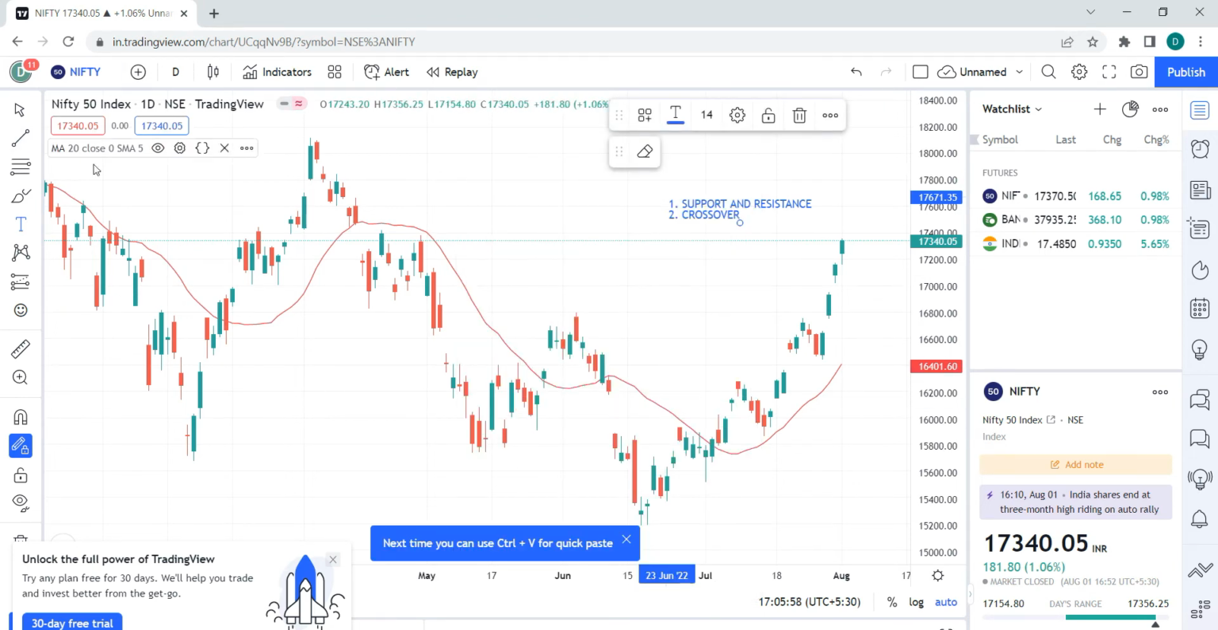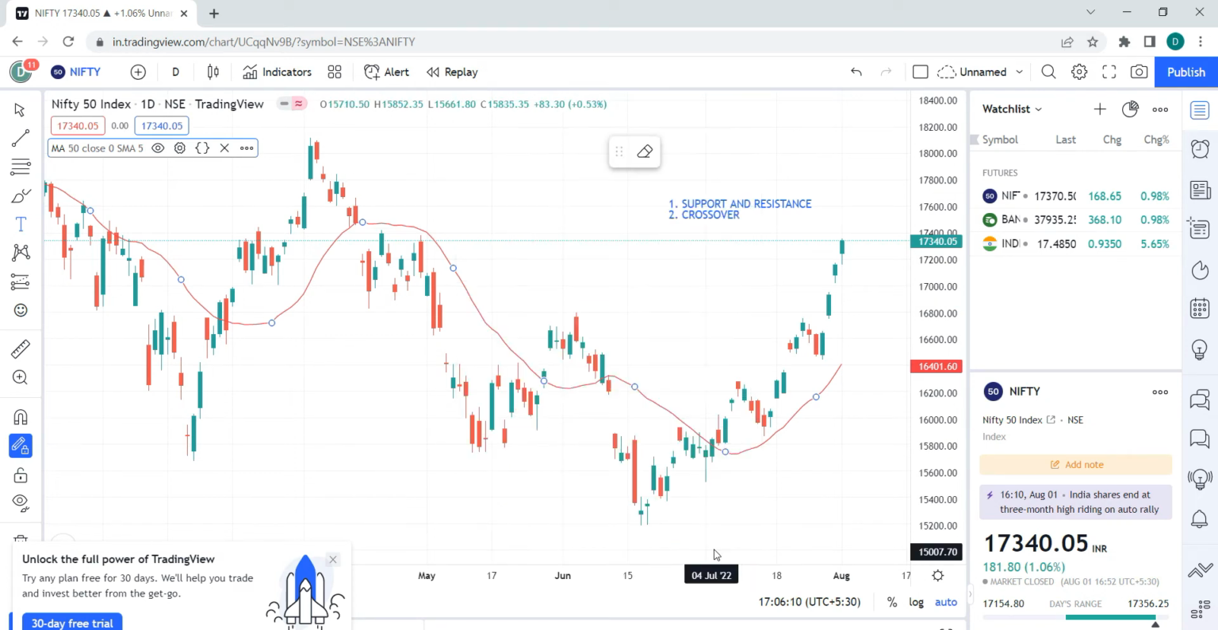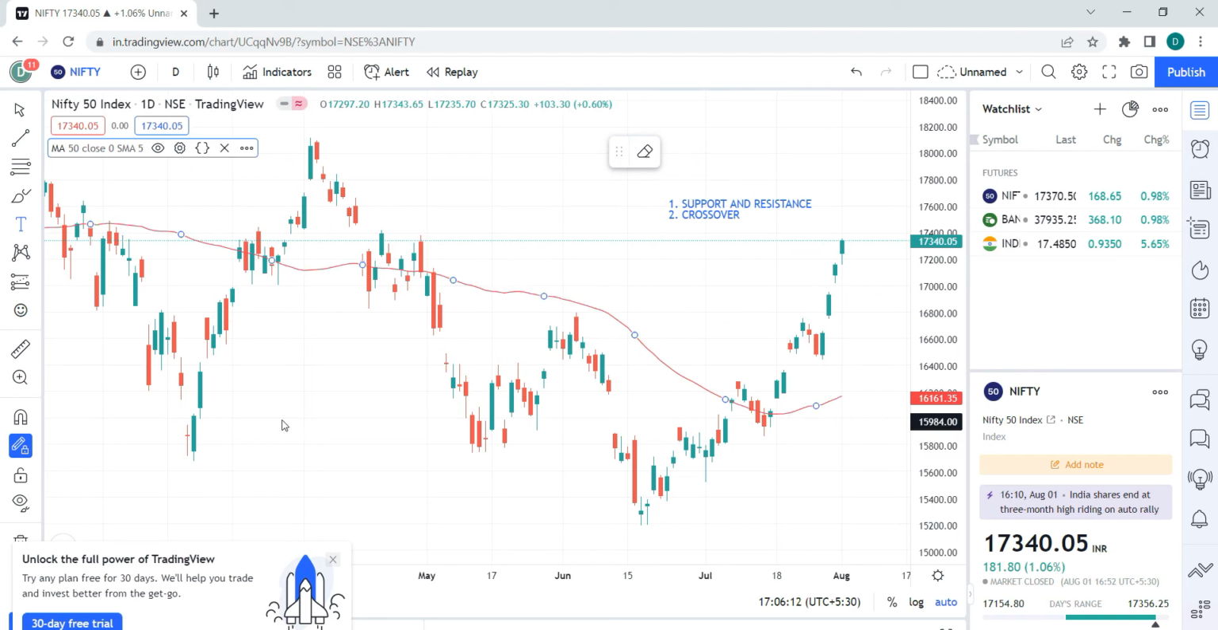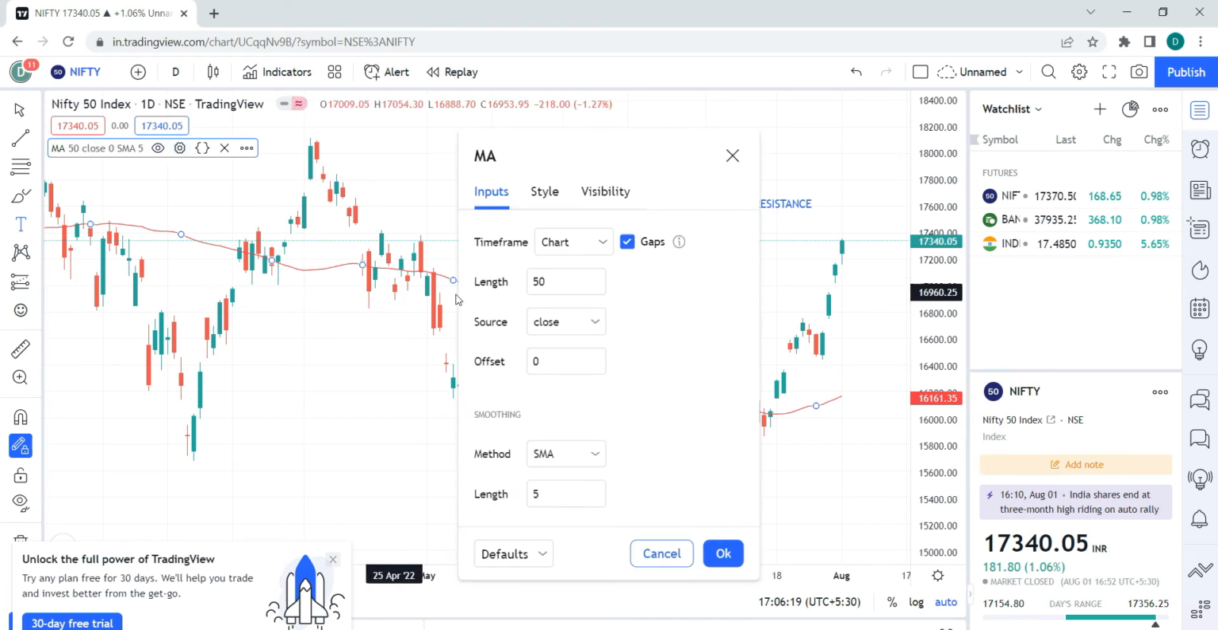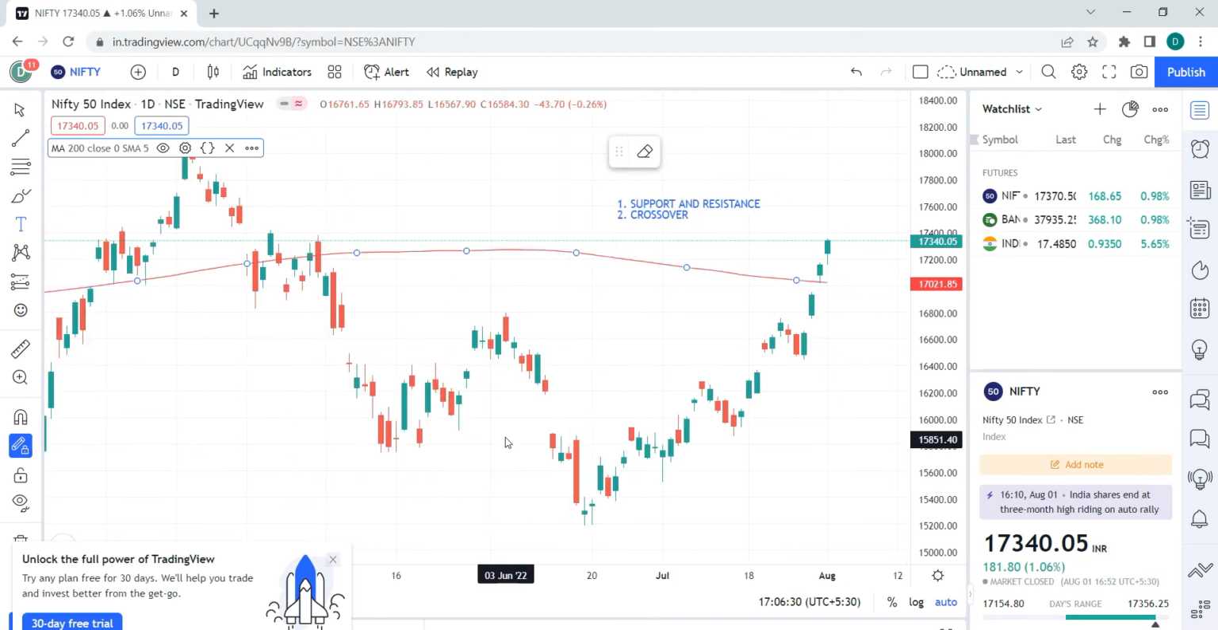If you see, I've taken a moving average. Let me change this to 50. When I'm talking about the length 50, it basically takes the data of 50 candles to plot the moving average line. If I change the data to 200, it simply means it is taking 200 candles. Let me show you how it works on support and resistance.